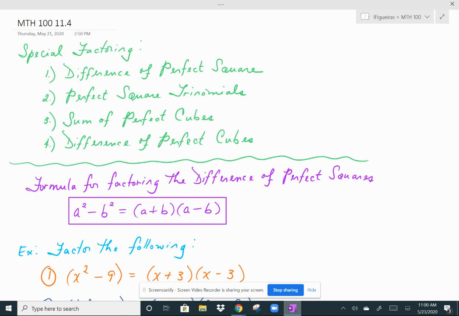Hi, this lesson is about special factoring. We'll be talking about the difference of perfect squares, perfect square trinomials, as well as the sum and difference of perfect cubes.